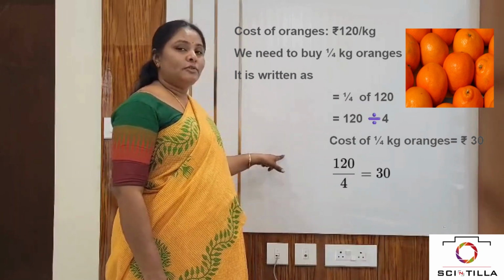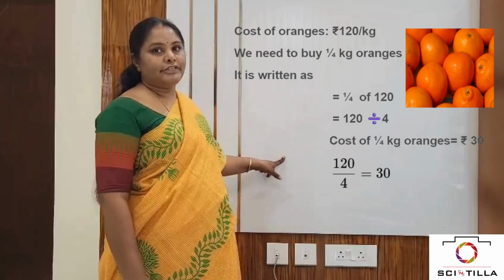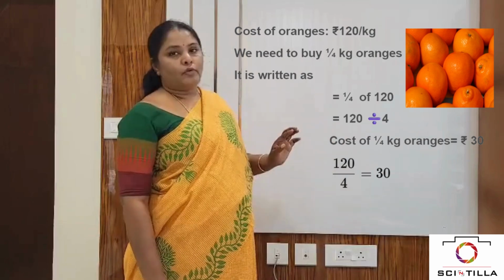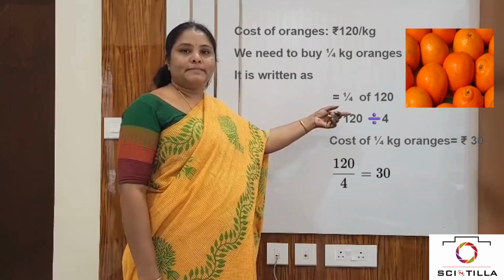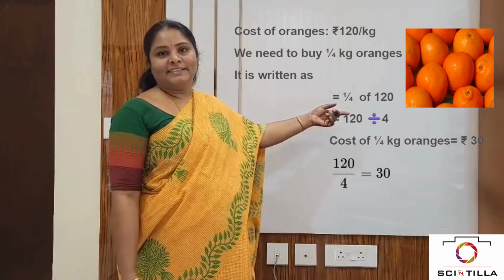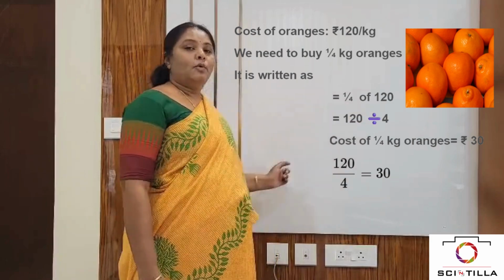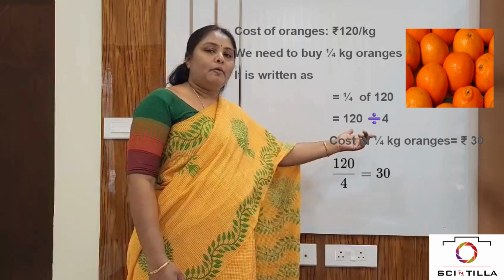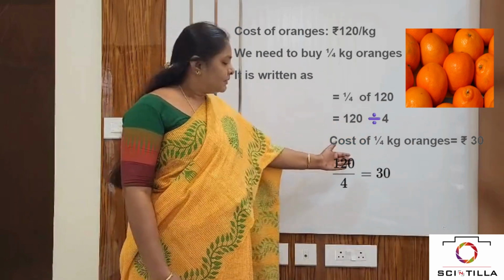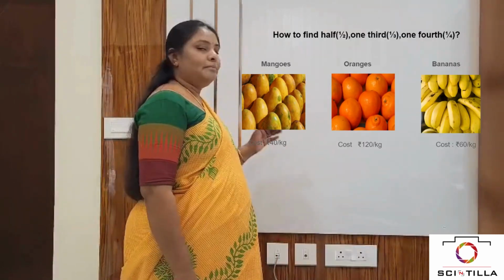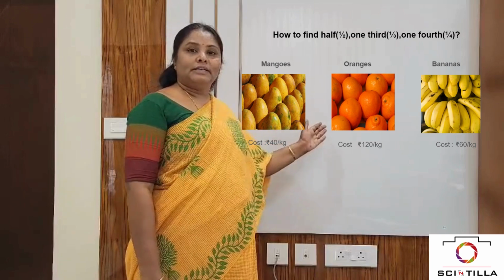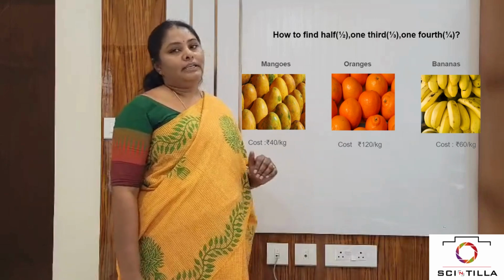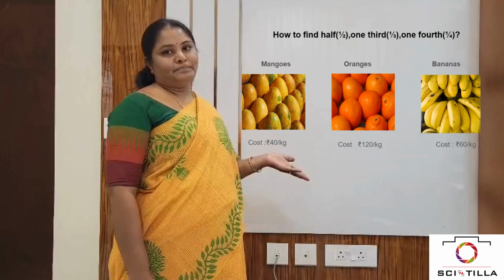This bar is also known as fractional bar or division. So now divide 120 divided by 4. What is the quotient we got? Any guesses? It is 30. So the cost of 1/4 kg of oranges is equal to 30 rupees. By now, I hope you're all clear how to find 1/2, 1/3 and 1/4 of any given shape or figure.